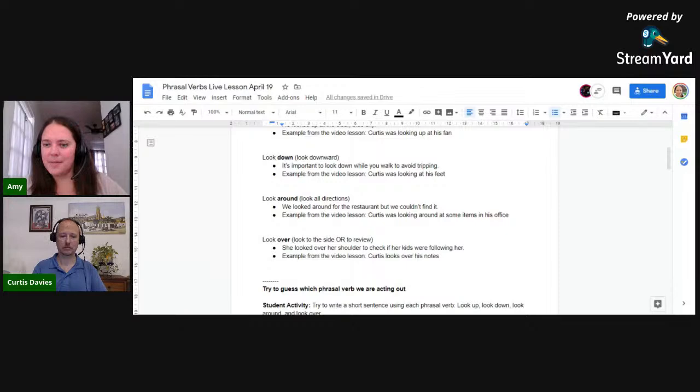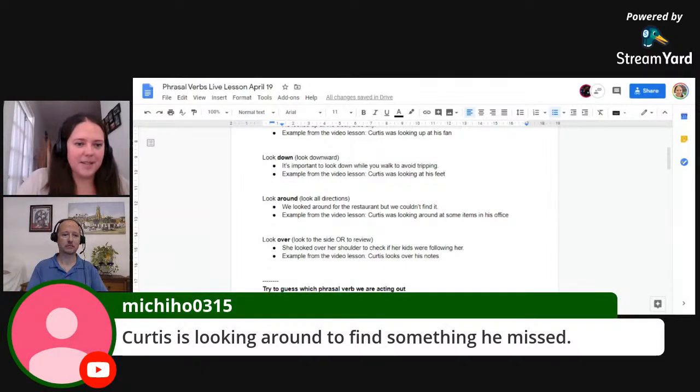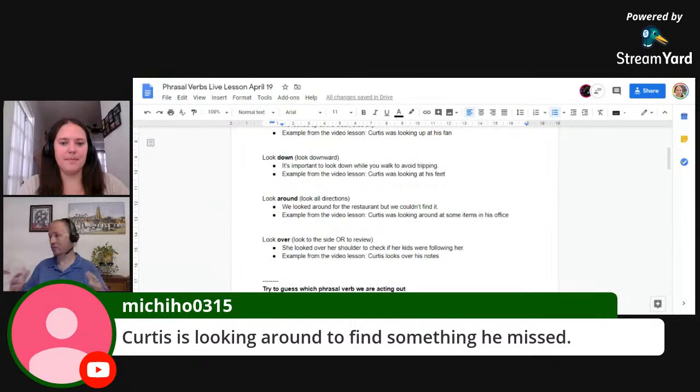We've got Michi, who says, Curtis is looking around to find something he missed. And Curtis, how would you modify this sentence? Curtis is looking around to find something he missed. What do you think they would like to say here? Curtis is looking around to find something I'm missing. Missing, exactly. So Curtis is, I'm going to type this in the chat here, looking around to find something he is missing. So he's lost an item and he's looking for it. Okay, perfect.